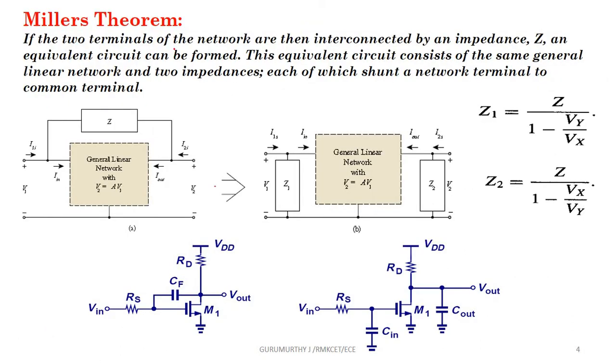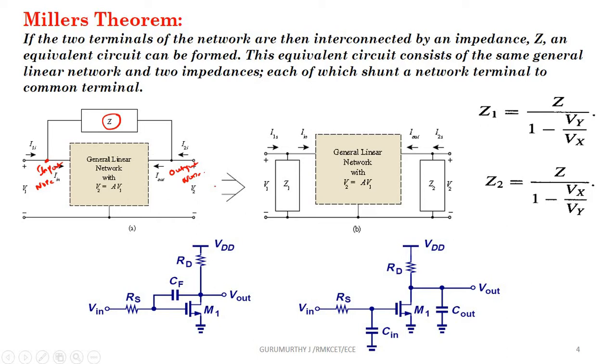We will now understand what Miller's theorem is. If two terminals of a network are interconnected by an impedance Z, an equivalent circuit can be formed. This equivalent circuit consists of the same general linear network and two impedances, each of which shunts a network terminal to a common terminal. So suppose this is my input node, and this is my output node. So between the input node and the output node there is an impedance Z.